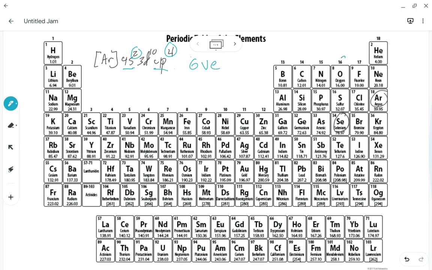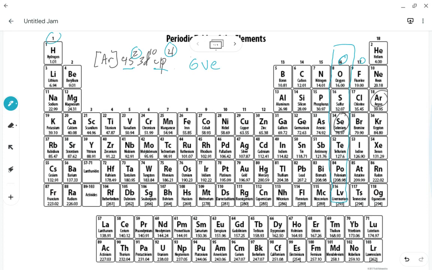And selenium is in group 16. It's got 6. Every element in the 16th group on the periodic table has 6 valence electrons. Every element in the 17th group has 7. Every element in group 1 has 1.